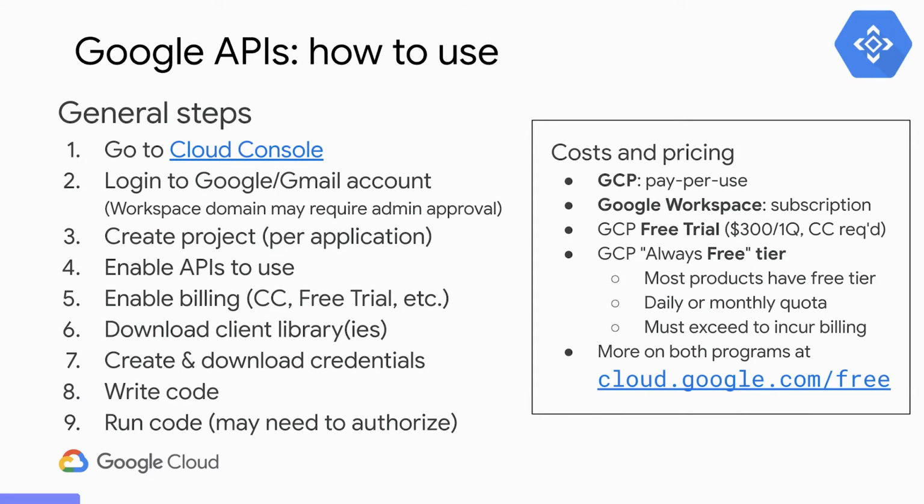There's also an always free tier. The always free tier is basically this. I wouldn't say most, but a good number of common or popular Cloud Platform tools have a free daily or monthly quota. And you have to actually exceed that quota in order to incur billing. If you don't, you'll never see a bill at all. So to learn more about the free trial or the free tier, feel free to hit that link down there. All right, so let us move on.